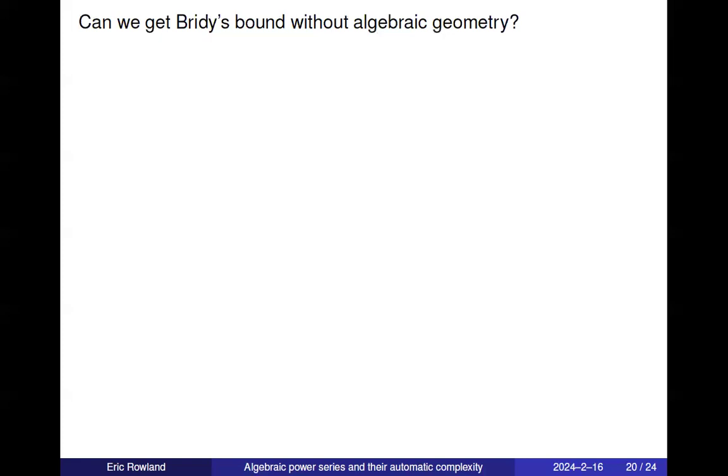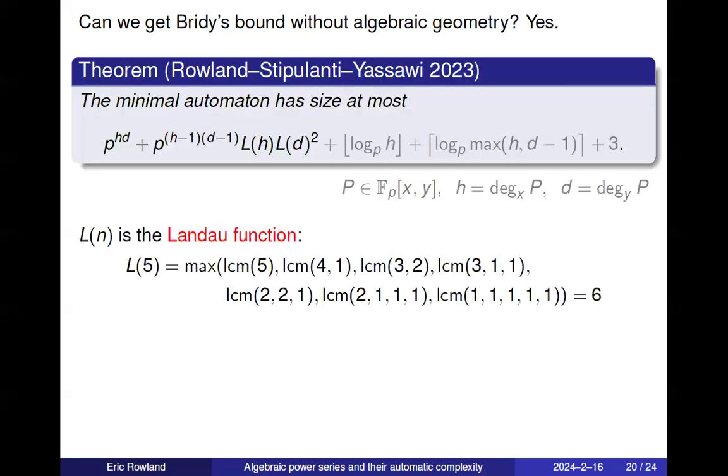One thing that I didn't particularly love about Bridy's bound was that the tools used in his proof came from algebraic geometry, which I'm not that familiar with. And it sort of felt morally like, to understand automata, we shouldn't need tools from algebraic geometry. If you know algebraic geometry, then you're perfectly happy using tools from algebraic geometry, great. But if you're not, then you want something that you understand better.